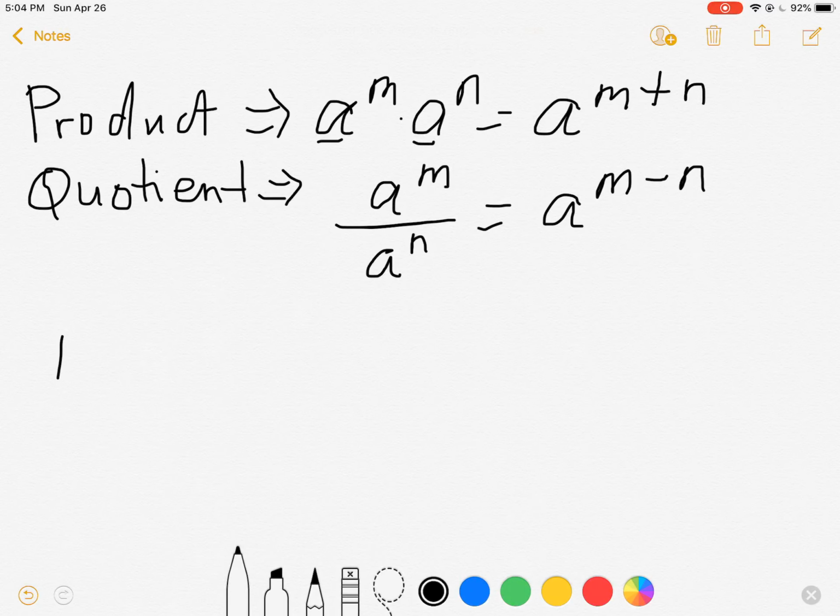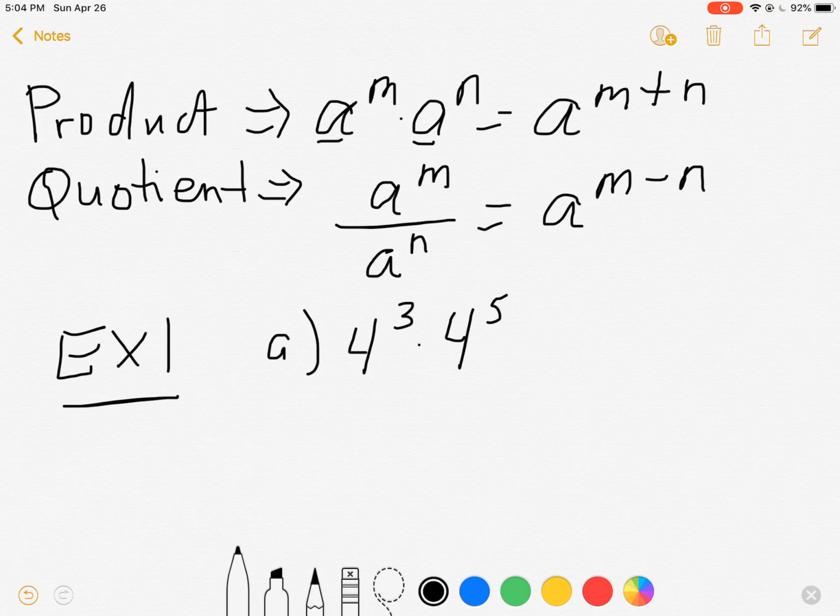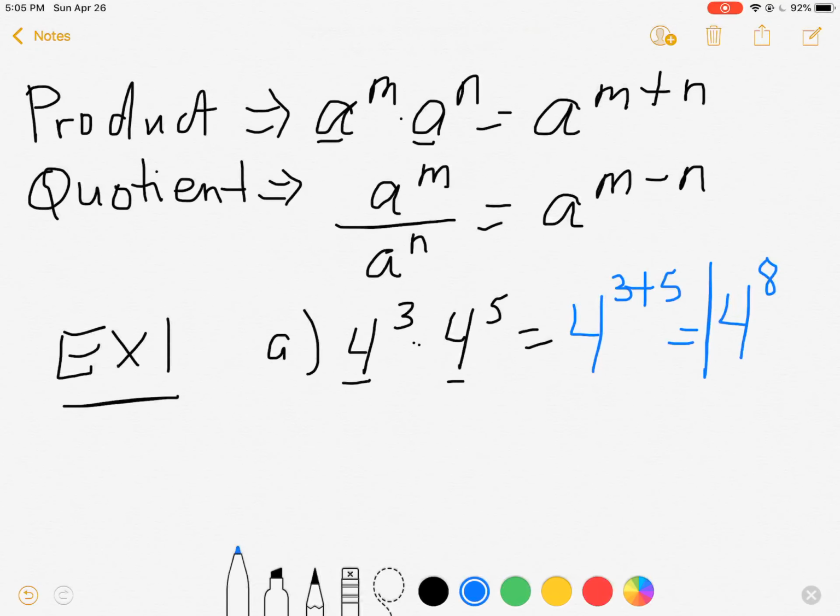Okay, let's look at example 1. On A part, I have 4 to the third times 4 to the fifth. I'm multiplying. Bases are the same. So the rule says I add the exponents. So then my final answer is 4 to the 8th power. I do not have to evaluate and find out what 4 to the 8th power is. That is my final answer. Direction C, to leave it as an exponent.